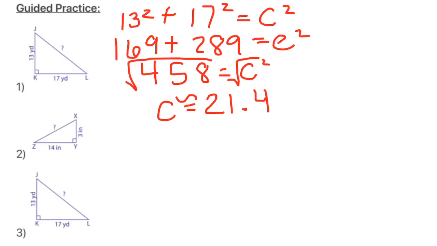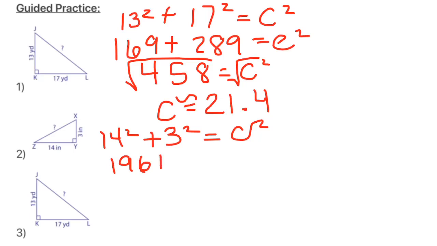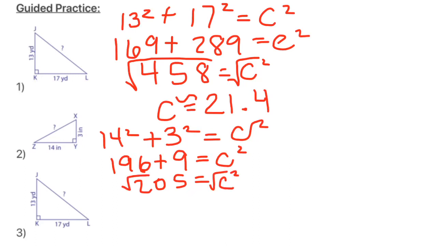So again, on number 2, you are also missing the hypotenuse. So we have 14 squared plus 3 squared equals c squared. 14 squared is 196. 3 squared is 9. So 196 plus 9 equals 205. And we're going to find the square root of both sides. And we have c equals 14 and 3/10 approximately.